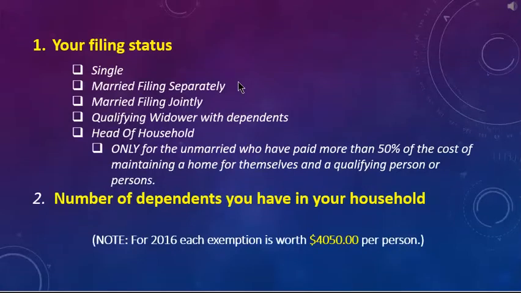1, your filing status, which can be single, married filing separately, married filing jointly, qualifying widower with dependents, or head of household. Note for head of household, this is only for the unmarried who have paid more than 50% of the cost of maintaining a home for themselves and a qualifying person or persons, meaning children, elderly parent, or someone else that you are taking care of.